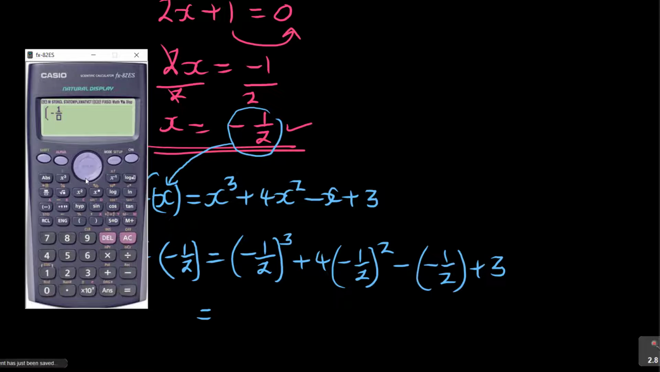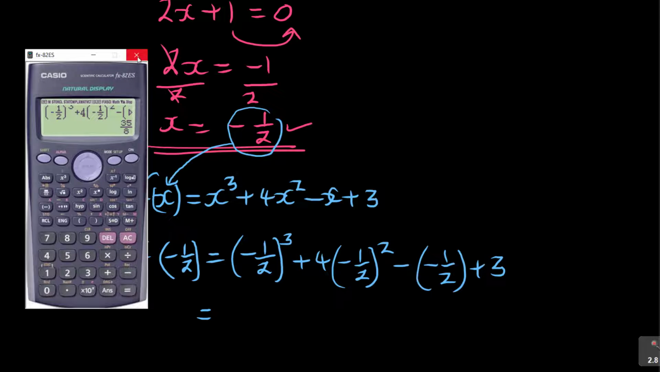Alright, so if you solve this, what we're going to have is bracket negative 1 over 2, cubed, plus 4 bracket negative 1 over 2, squared, am I right? Minus bracket negative 1 over 2, plus 3. So it's just a matter of you substituting. The only error you can make is to enter this wrongly in the calculator.